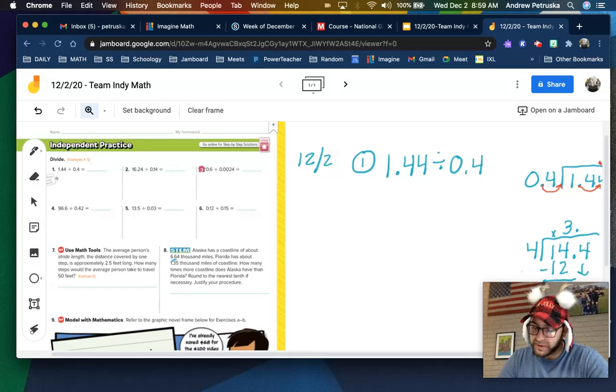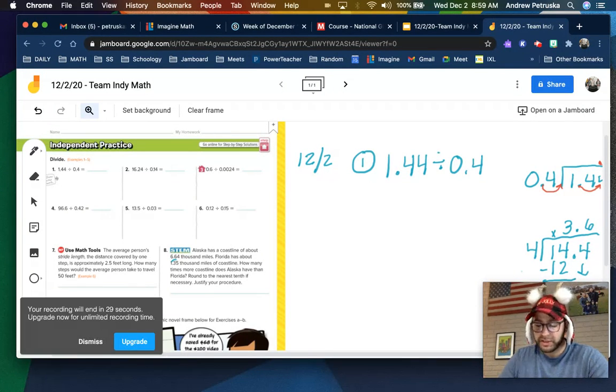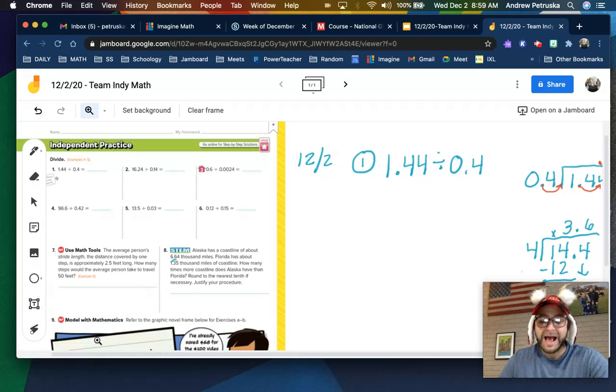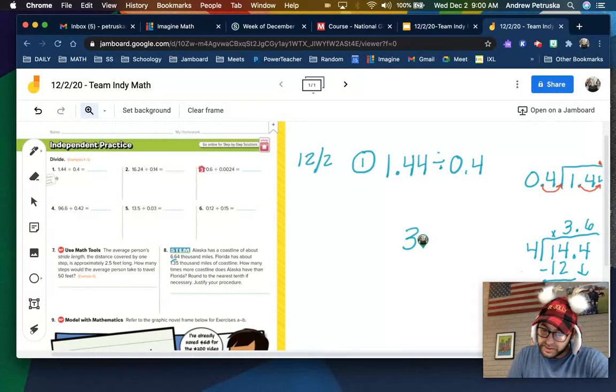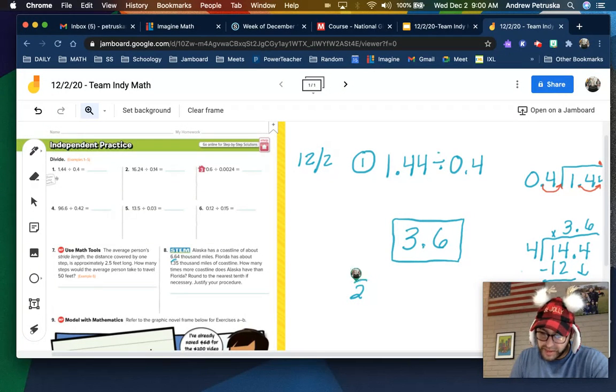And now I have to think, how many times can 4 go into 24? I know 4 times 5 is 20. So another time would be 6 times. And that is our final answer. Now, if there was continuation of numbers, you would want to add a 0. But in this case, your answer is 3 and 6/10. So that's number 1. So then you just need to complete numbers 2 through 9.